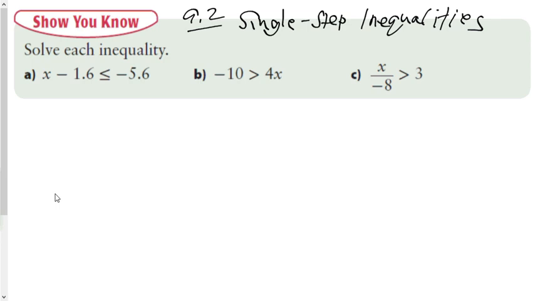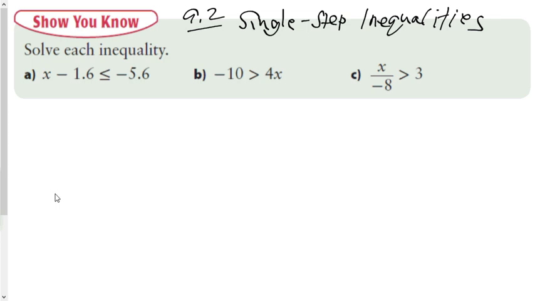All right, so section 9.2, single step inequality. It's not much different than single step equations that you've learned in grade 7, 8, and 9. We're going to go through some exemplars, and in talking about the exemplars, you'll probably understand what we're doing here.